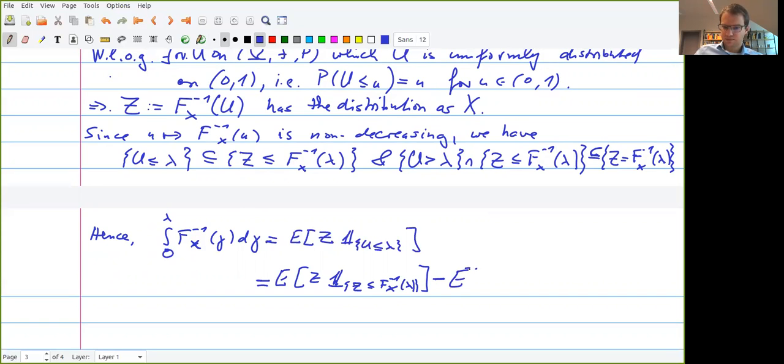And now it's even better. If I have done this, I enlarge the set as we discussed here. So we need to subtract this here because this is the things we added, which we didn't want to add to have the equality. Okay, so this is u bigger than lambda intersected with z being less or equal f to the power minus one, the inverse of x given lambda.